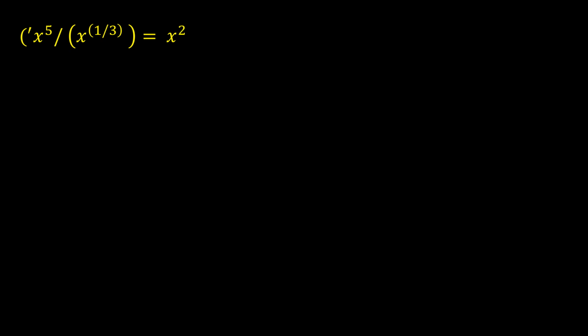First, rewrite the cube root of x as x to the power of 1/3. This gives us x to the power of 5 divided by x to the power of 1/3 equals x squared.